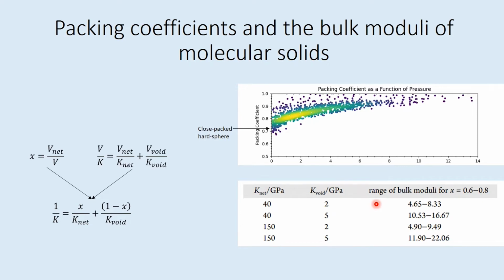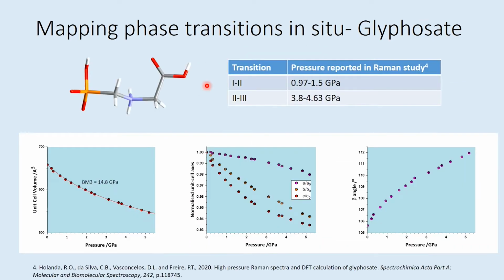And so it seems that because void bulk modulus is an order of magnitude smaller than network bulk modulus, and because it varies over such a small range, and because K is proportional to the inverse of these quantities, so does the bulk modulus of molecular compounds. So it seems that it's because of this void space always behaving in a similar way that molecular compounds are so similar in the range of bulk moduli. So that was all the data we had in the CellVol paper.